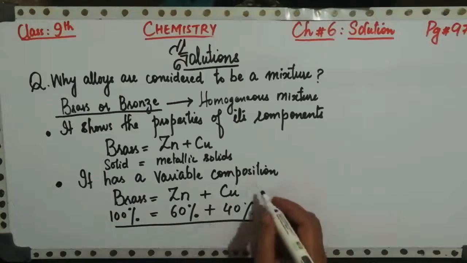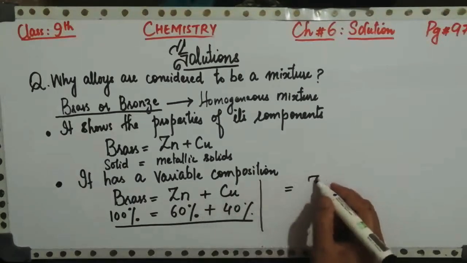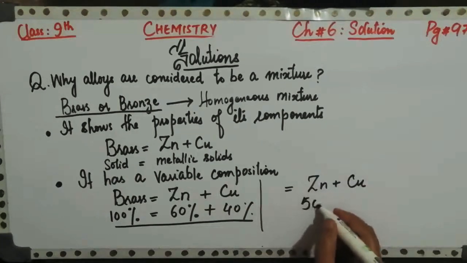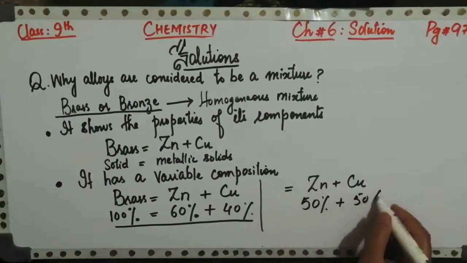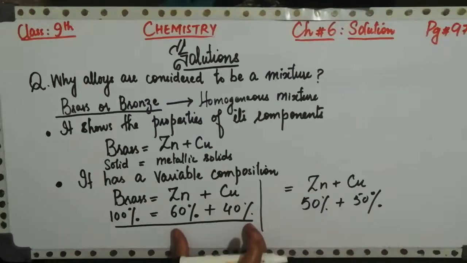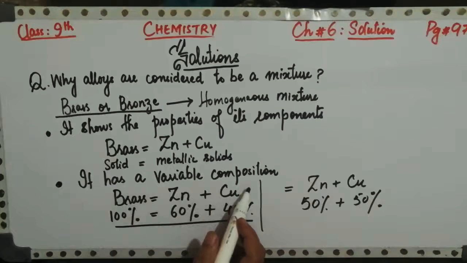You can change it like this as well, that instead of taking 60% zinc, you can take 50% zinc along with 50% copper. So depending upon the condition, you can change your composition. So this is called, it has a variable composition.